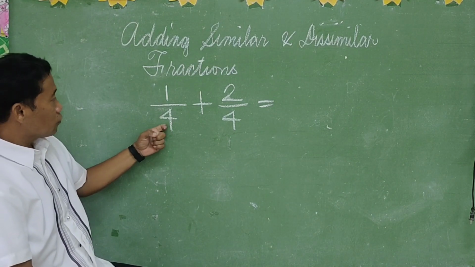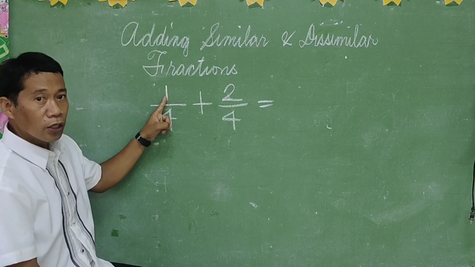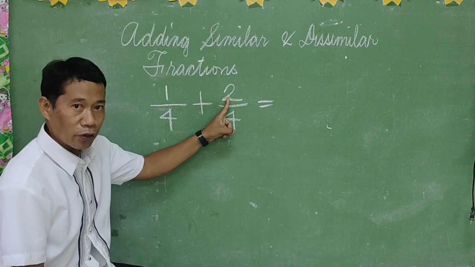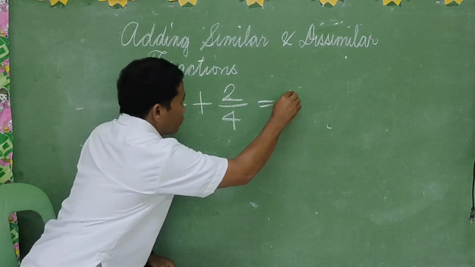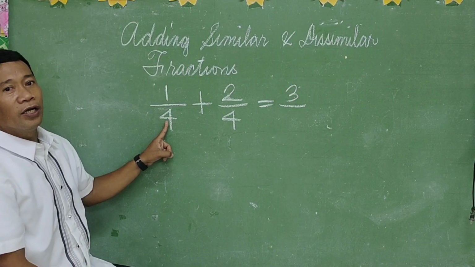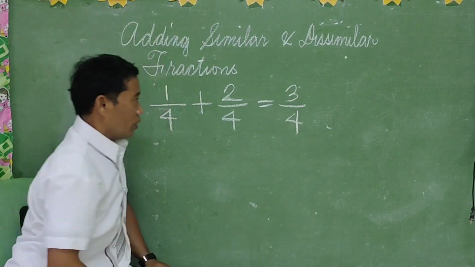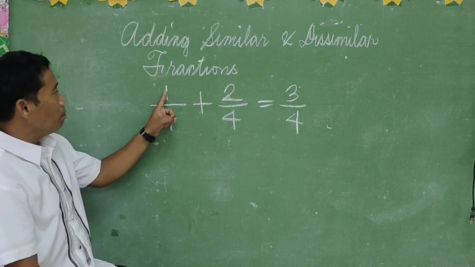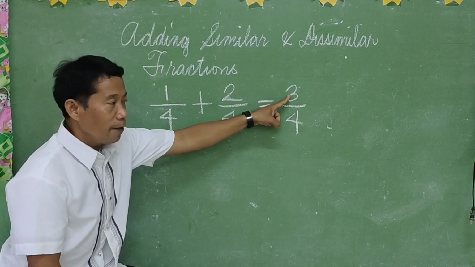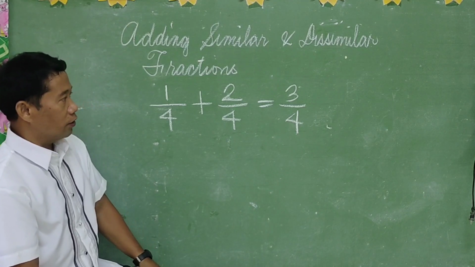If this figure is the same in both, just add the first numerator to the second numerator. The answer is 3. How about the denominator? Just copy that. So what is the answer for that? 1 plus 2 equals 3. Then copy the denominator. The answer is 3/4.